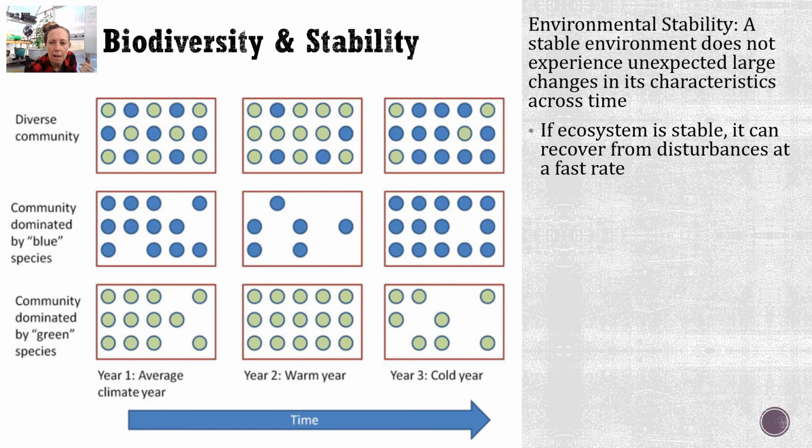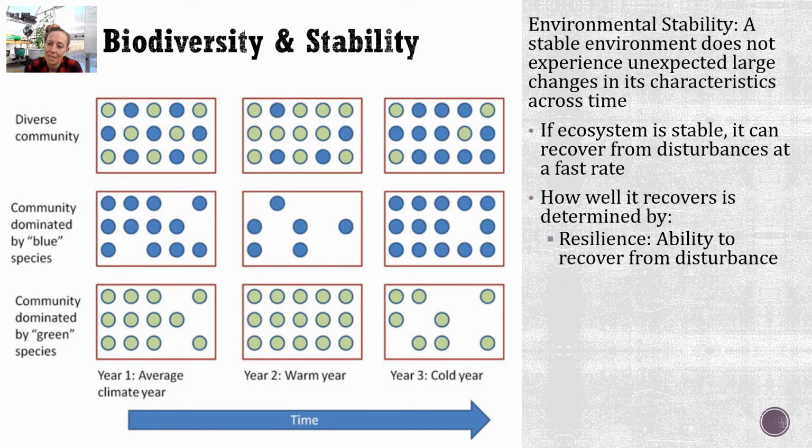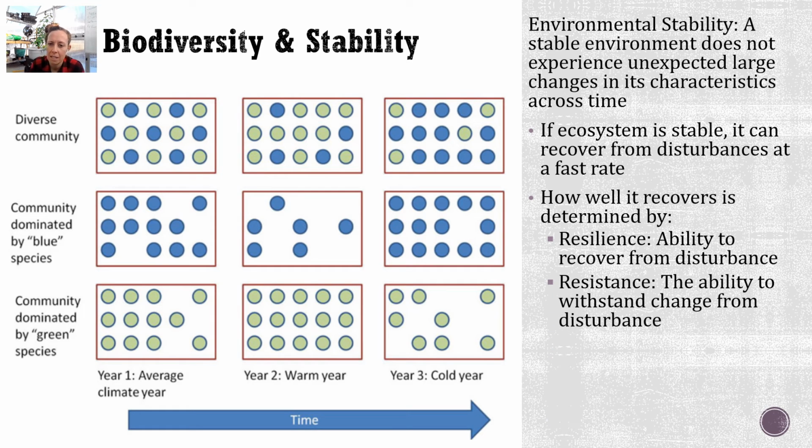Okay. If an ecosystem is stable, it's able to recover from disturbances at a faster rate. So it's able to be more resilient, right? Meaning it can come back, because that's what resilience is, the ability to come back at a faster rate. How well it recovers is determined by its resilience, which is its ability to recover from a disturbance, or its resistance, which is the ability to withstand the disturbance.